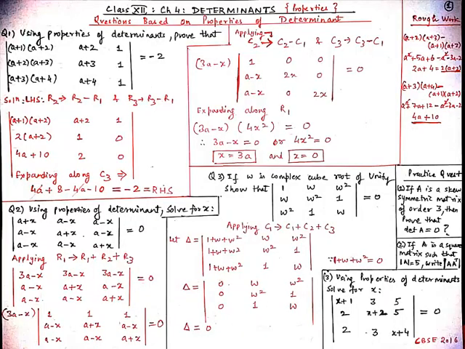Today we will do some questions based on properties of determinant. So our first question for today is: using property of determinants, prove that the determinant with rows (a+1)(a+2), a+2, 1; (a+2)(a+3), a+3, 1; (a+3)(a+4), a+4, 1 is equal to minus 2.